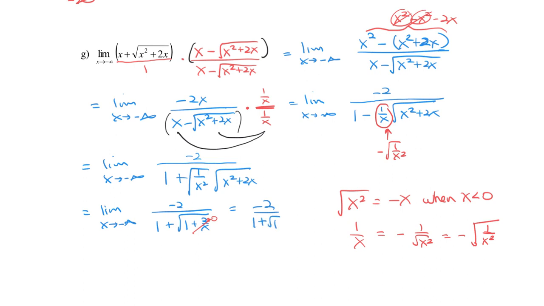And I know you guys would never leave it like that, right? You'd never do that. Because that is negative 2 over 1 plus 1, which is 2, which gives us negative 1. So, letter G, the answer to this limit, a lot going on here. This is not a typical problem. It's one of the trickier ones, but you'll see them occasionally. The answer to this limit is negative 1.